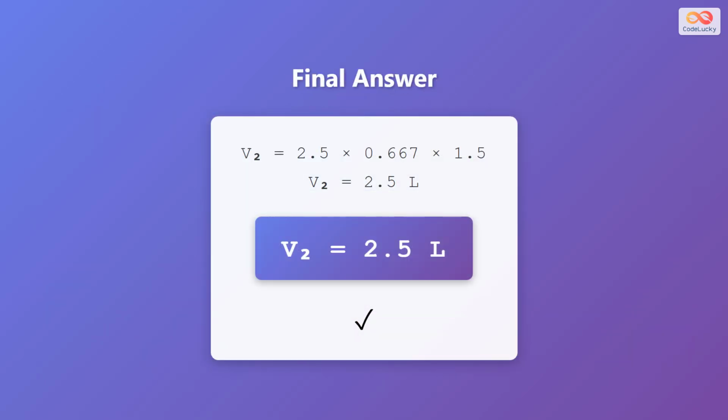Let's complete the calculation. V₂ equals 2.5 multiplied by 0.667 multiplied by 1.5. When we multiply these numbers together, we get V₂ equals 2.5 liters. Notice how the effects balanced out. The increased temperature would have increased the volume, but the increased pressure decreased it by the same amount. The final volume remains 2.5 liters. This demonstrates how the combined gas law accounts for multiple changing variables simultaneously to give us accurate predictions about gas behavior.